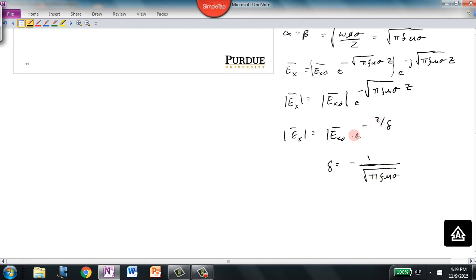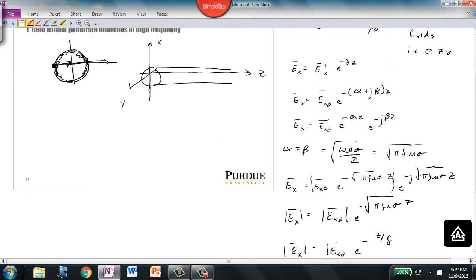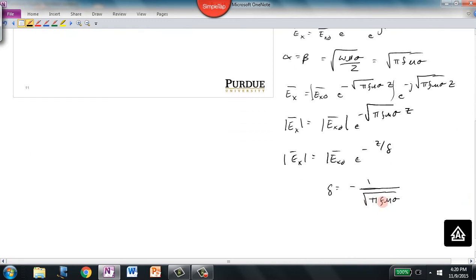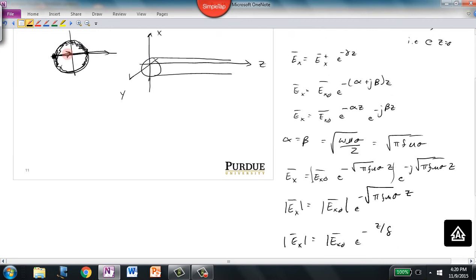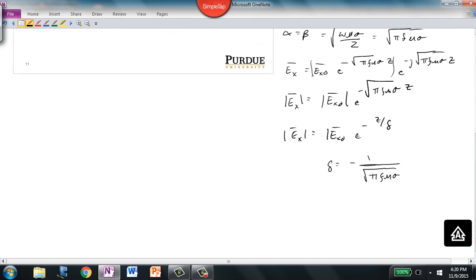Since it's an exponent, e to the minus x over delta, what this delta shows us is that this is the depth that the E field will fall to 1 over e of its value at the surface, which is about 37% of its initial value. So if we plug in numbers here, we're going to get a depth, and if we were to go that far into the conductor, the E field has fallen off to about 37% of whatever the value was at its surface. And it's due to this effect right here, the skin depth.